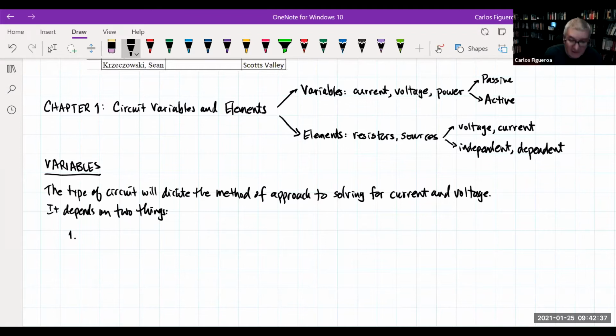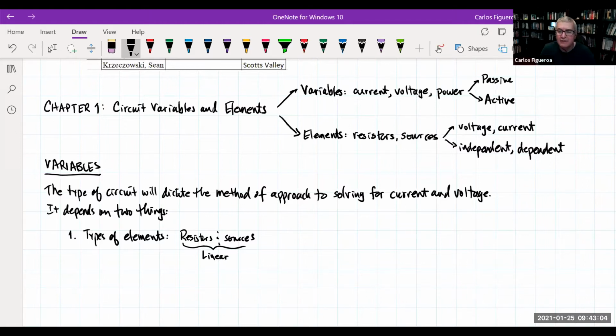So the first thing that it has to depend on is the types of elements. The standard elements that you saw, you talked about resistors and sources in Physics 4B, and it turns out that these guys are linear. And because they're linear, you can use systems of equations to actually solve for these things. And that's exactly what we'll do.